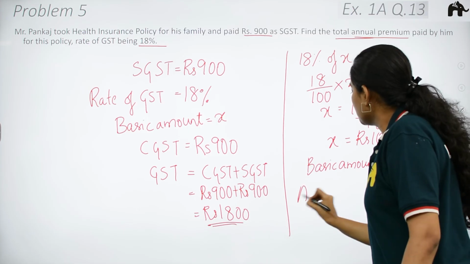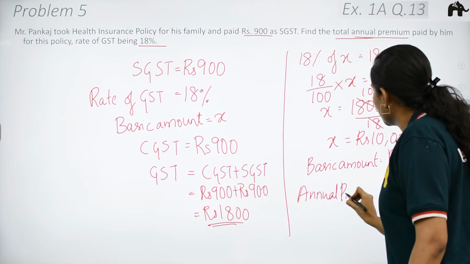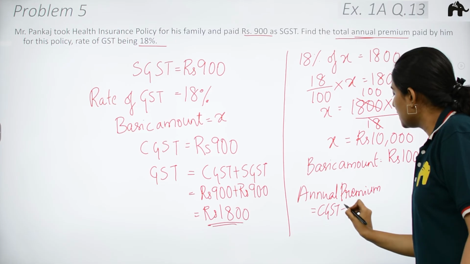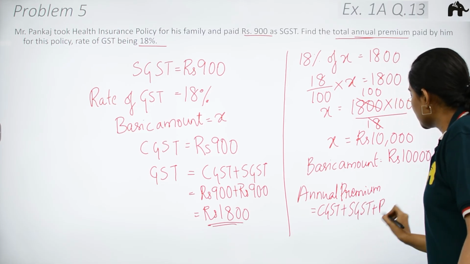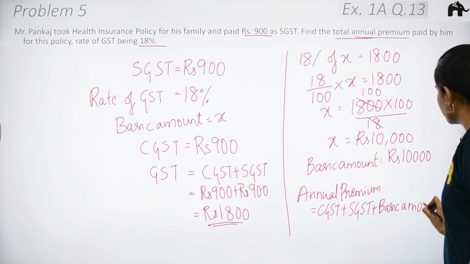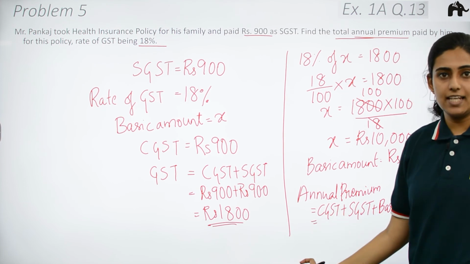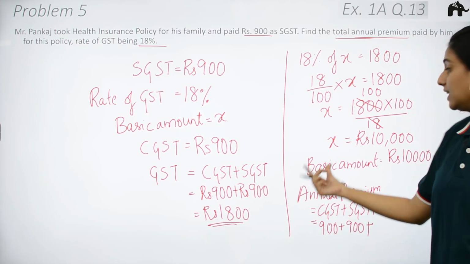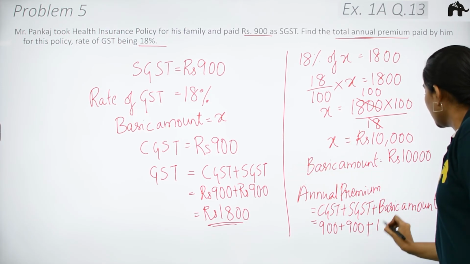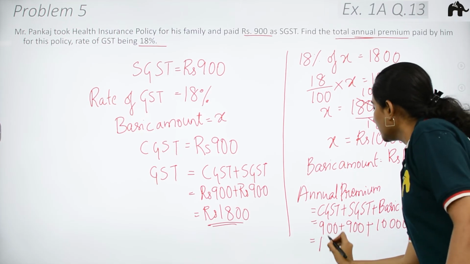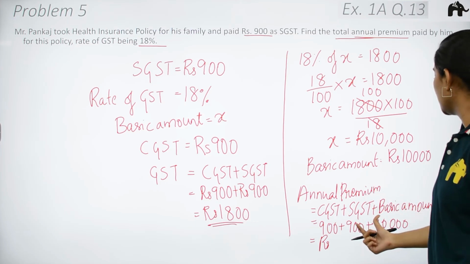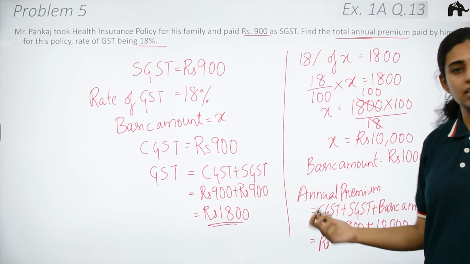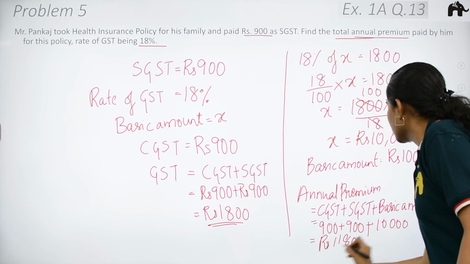So the annual premium is equal to CGST plus SGST plus basic amount. Basic amount. Okay. What is the CGST here? 900. 900 plus 900 plus we calculated the value of X, which is the basic amount, that is 10,000. On adding this, you will be getting 10,000 plus 900 plus 900. 900 plus 900 is 1,800. 1,800 plus 10,000. 11,800. This is your final answer.